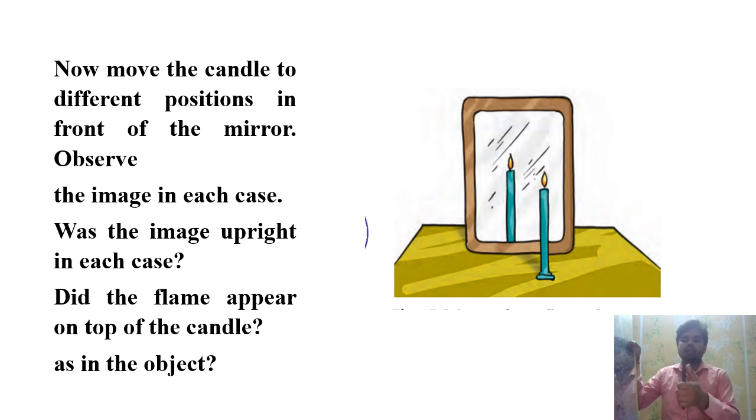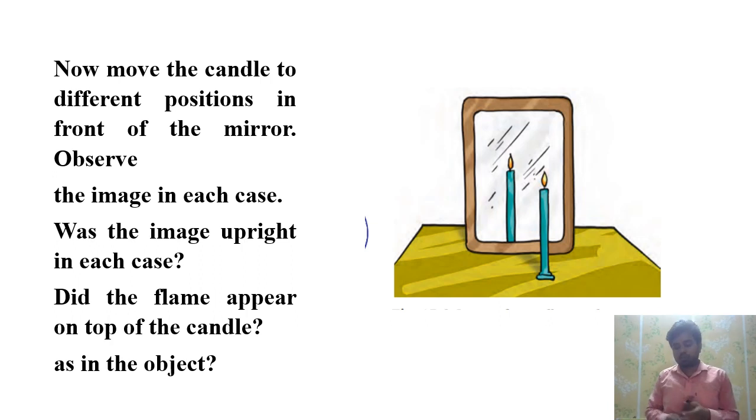And if the nib is at the top, then in the image also the nib is at the top. So by concluding all these properties of the plane mirror, what are the different properties of the plane mirror? Can you say some of the properties?